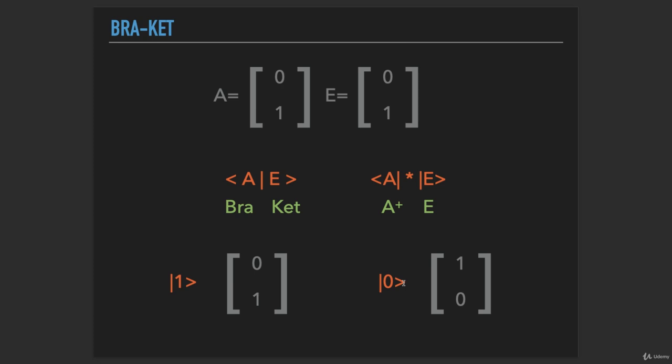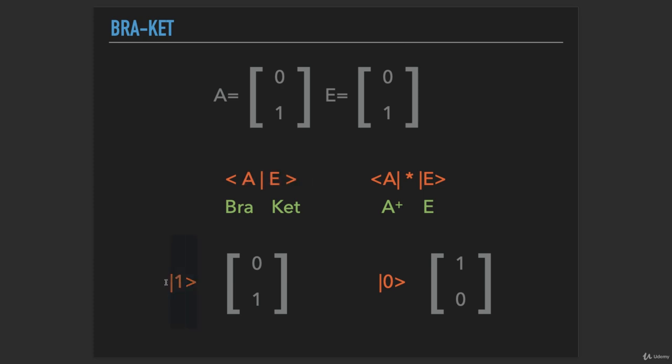So what happens over here is that you can see these angular signs. The first one is called bra and the second one is called ket. So if you see this smaller than or bigger than sign with a pipe sign in the middle, at the beginning or at the end, you know that you're dealing with bra-ket notation. If you see the bra and ket together like this, it means that we're gonna take the adjoint of the A and multiply it with the B.